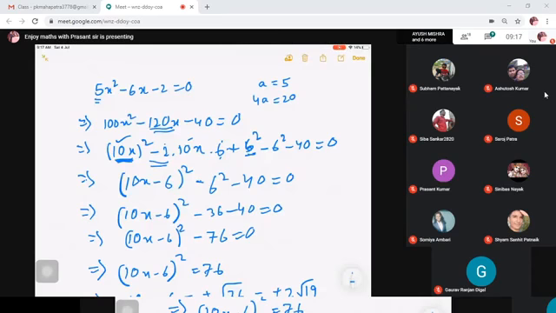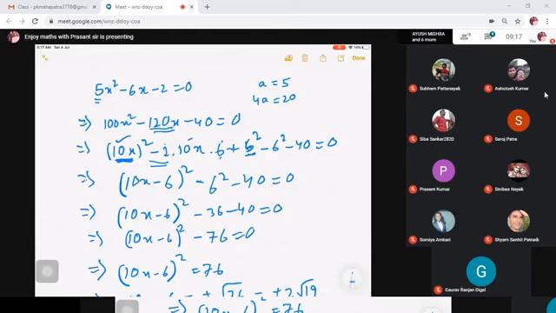We shall take a question: 3x square plus 11x plus 10 equal to 0. Now we shall solve this by using the method of completing square.